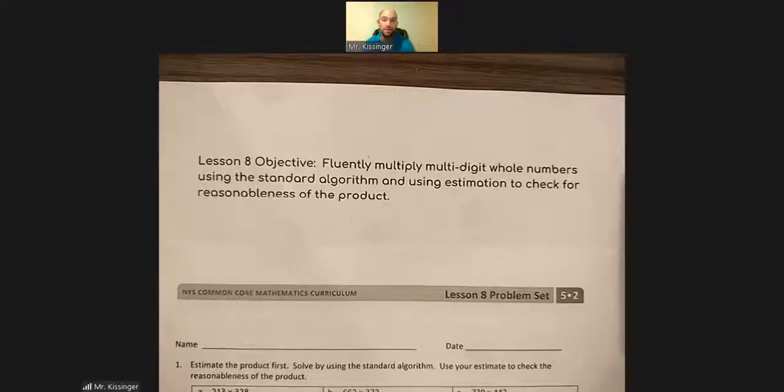So our objective today is to fluently multiply multi-digit whole numbers using the standard algorithm and using estimation to check for reasonableness of the products. So we're going to move away from the area model a little bit, and we're going to start to try to use the standard algorithm, and we're going to use estimation to check to make sure that our final products are close to our estimate.